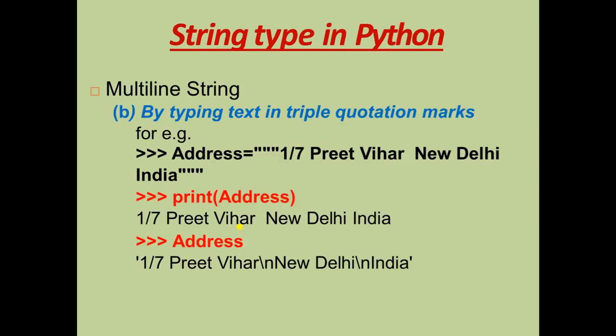Multi-line string by typing text in triple quotation marks. When you type anything in triple quotes, it will take it as a multi-line string. So here the address is in triple quotes, and when you print the address, it will give you the same address exactly as it is written here. And when you write the address in this form, it will also take a new line character.